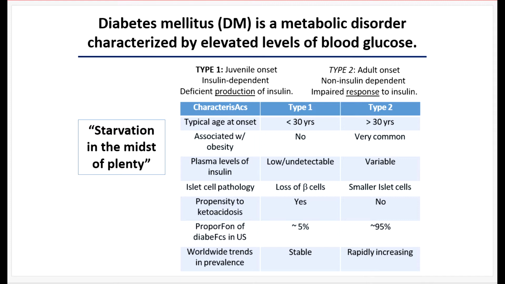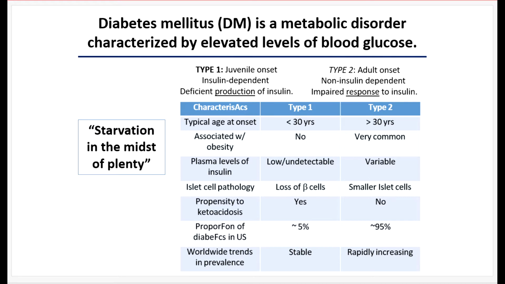So if you have high levels of glucose in the blood, but your body is either not producing insulin or not responding to insulin, then you essentially have plenty of glucose in your bloodstream, but it's not accessible. You can't actually use it because it's not in the cell.